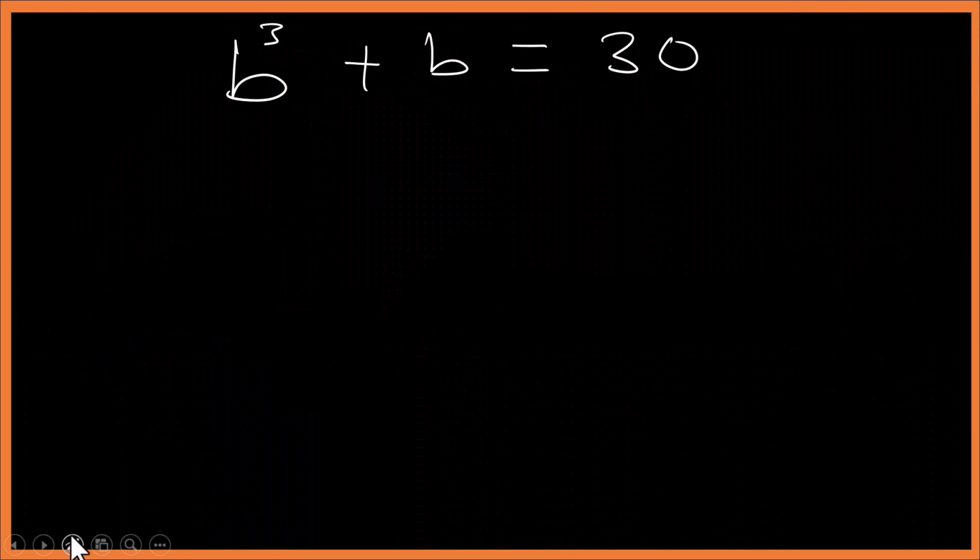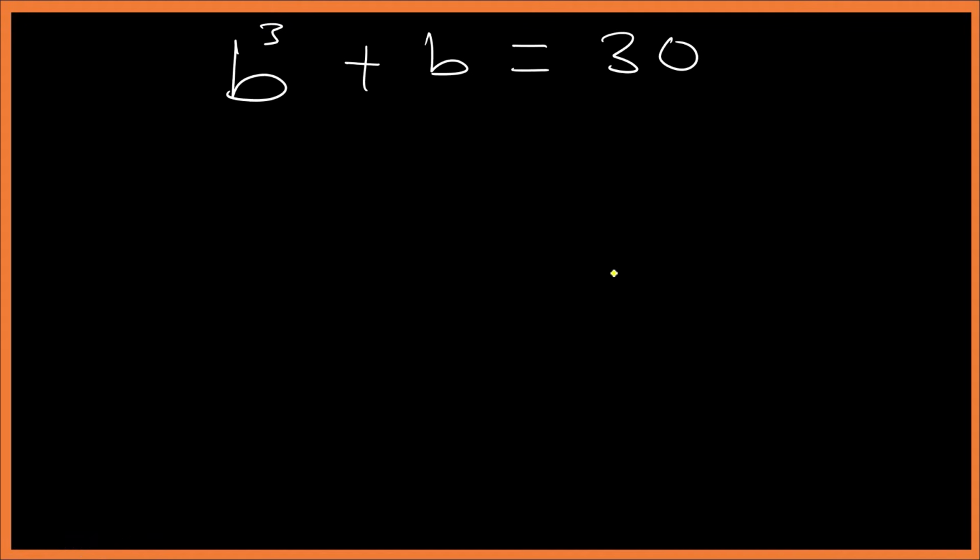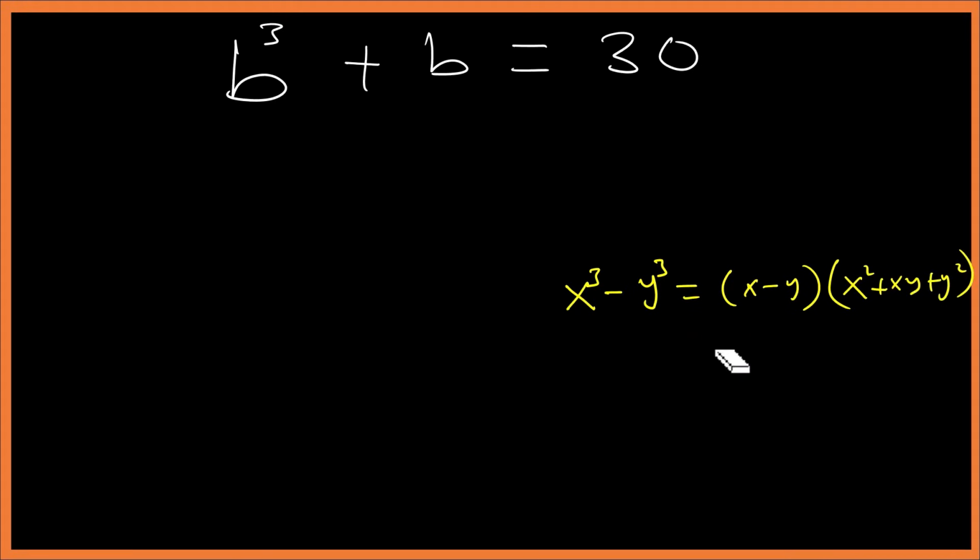All right, now before we proceed, let's understand the difference of cubes. When we're given x cube minus y cube, it is the same as x minus y times x squared plus xy plus y squared. Now this difference of cubes is very powerful too. So we are going to arrange this one in such a way that we get something cube minus something cube.